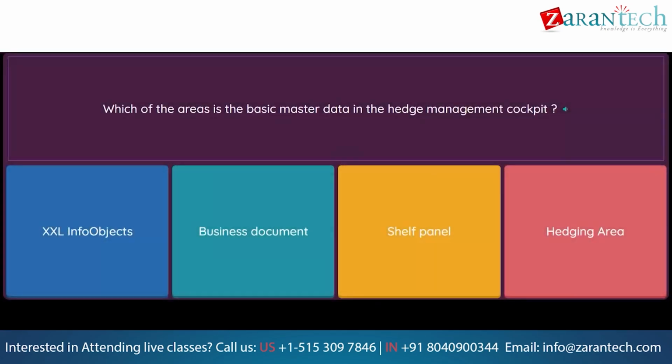Question: which of the areas is the basic master data in the hedge management cockpit? Option 1 XXL info objects. Option 2 business document. Option 3 shelf panel. Option 4 hedging area.